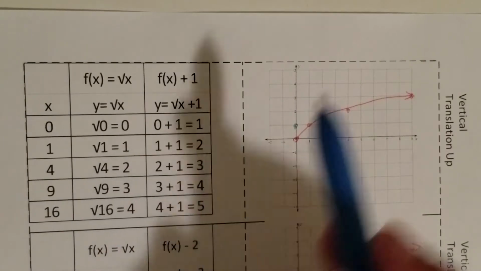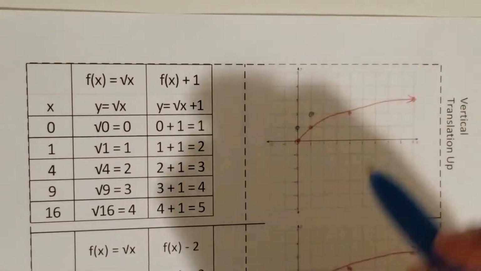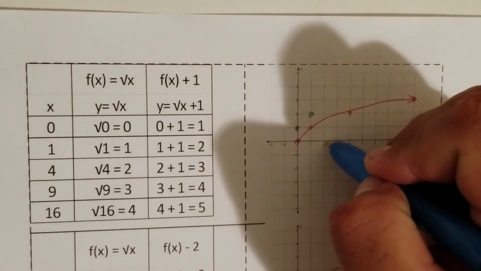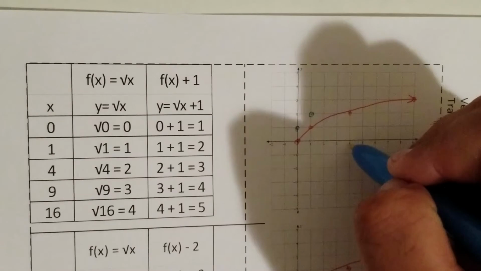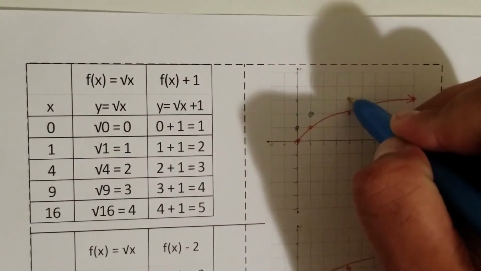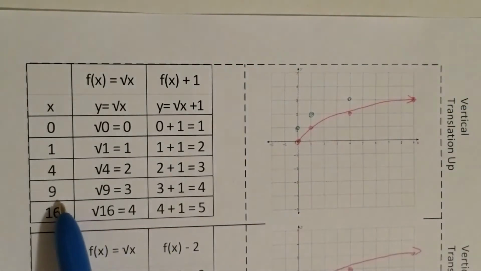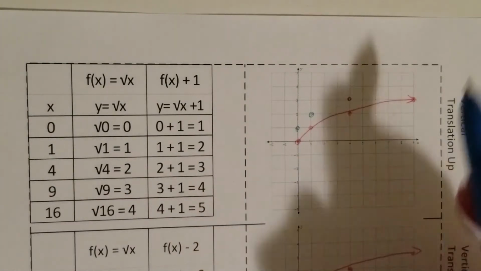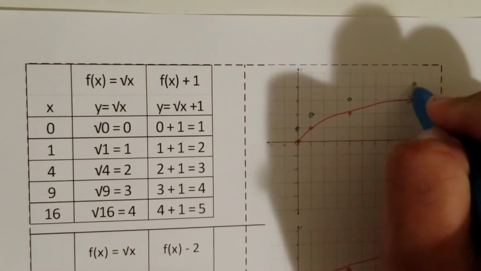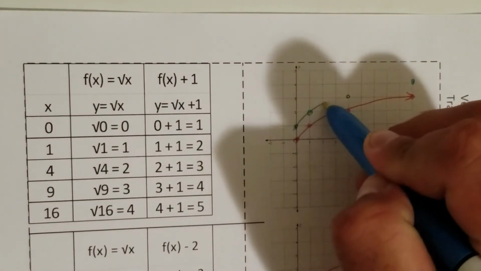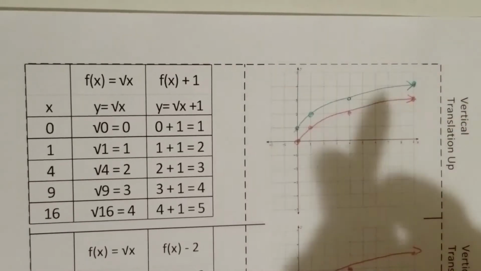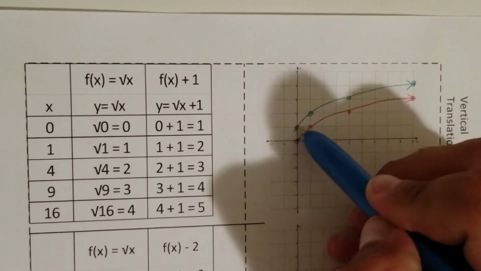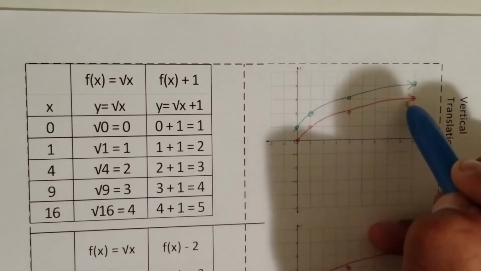1 plus 1 is 2. So at 1, 2. 2 plus 1 is 3. So at 4, 3. This is a 9, so 3 plus 1 is 4, so at 9, 4. And you can see here that this translated up 1 unit. If we go from each dot, we go up 1, up 1, up 1, and up 1.